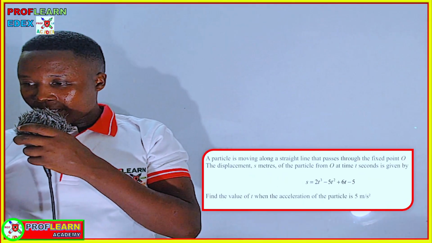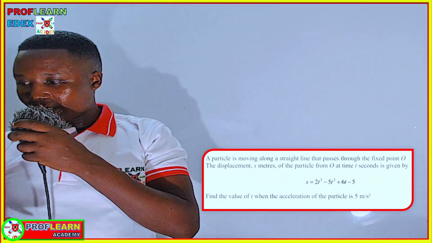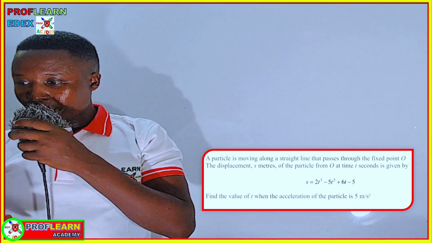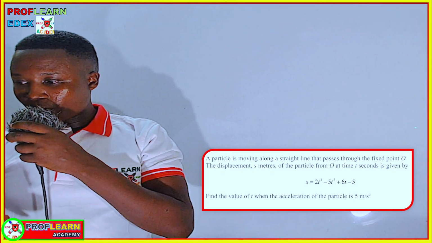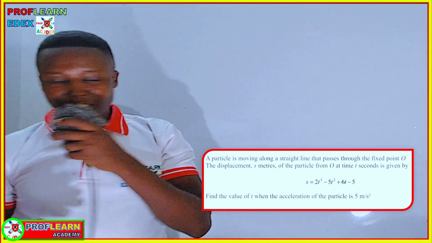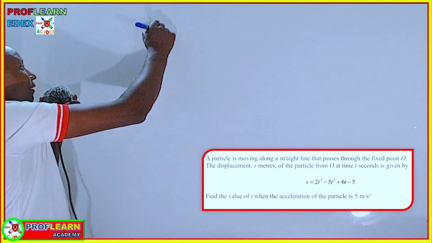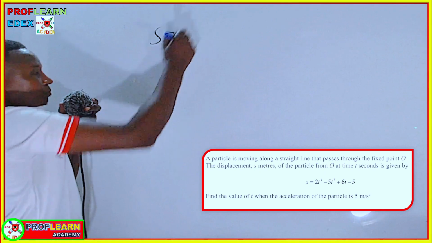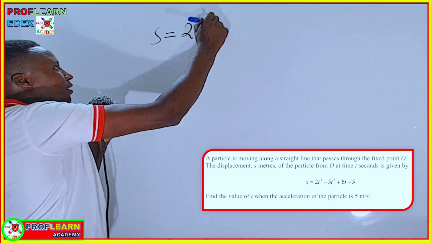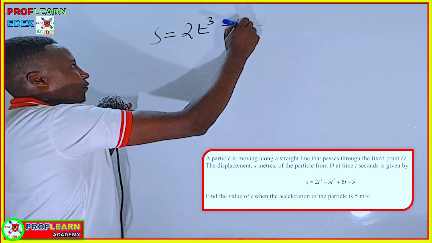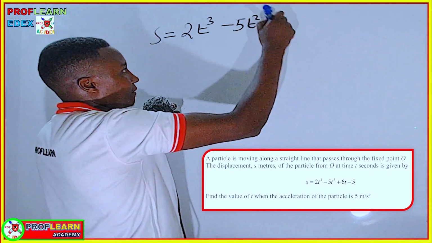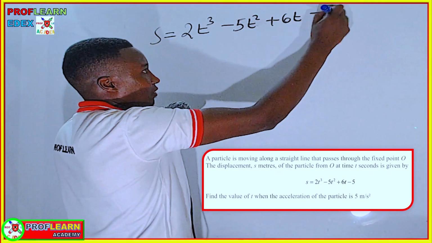A particle is moving along a straight line that passes through the fixed point O. The displacement s meters of the particle from O at time t seconds is given by s equals 2t cubed minus 5t squared plus 6t minus 5.